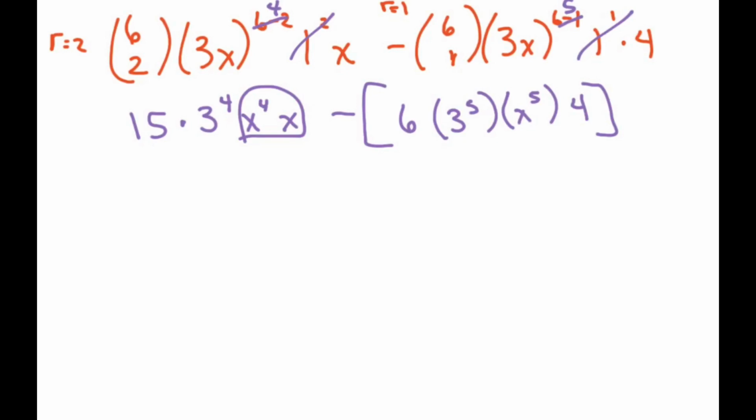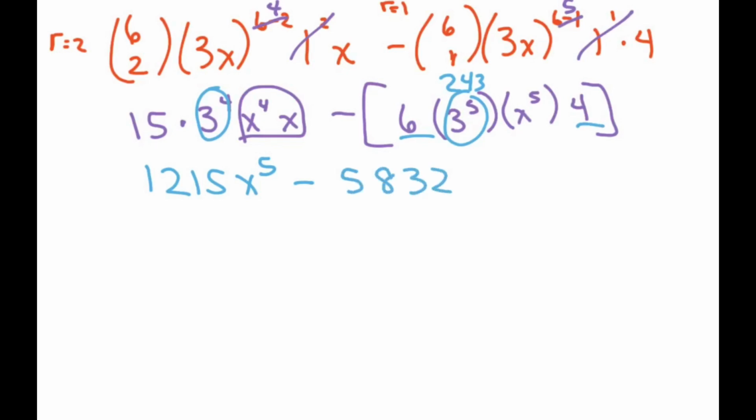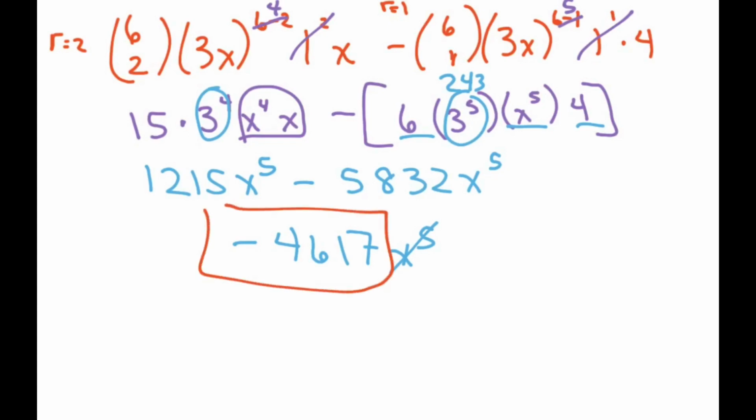And so you have 15 times 81, and that's going to be 1215 x to the 5th, minus, and this is 243, so 24 times 243 is 5,832, and we still have x to the 5th. When we simplify this, you get negative 4617 x to the 5th. We don't need the x to the 5th because we're just looking for the coefficient, and that is your final answer.